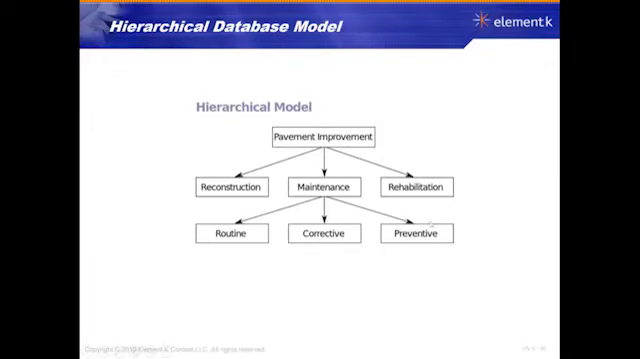So here is a simple diagram of a hierarchical database model. And just so that you have a sense of context, we're talking about pavement improvement. And under pavement improvement, we have three child sets of records: reconstruction, maintenance, rehabilitation. And then they further break out. So you've got a root with children, and they break out more and more. So under maintenance, we can have routine, corrective, preventive. It's very strict and hierarchical, and it's one to many underneath it, and then one to many underneath that.